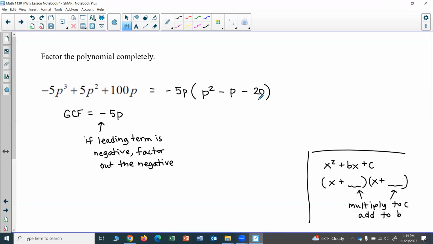So let me go ahead and look at the factors of negative 20. So I have 1 and 20, 2 and 10, 4 and 5, and those are it. So I want two numbers that multiply to be a negative 20, but add to be a negative 1. B is negative 1. Okay, so if I do a positive 4 and a negative 5, these multiply to be negative 20.